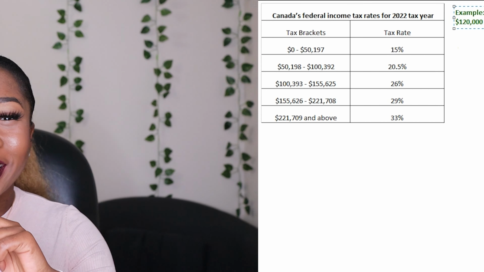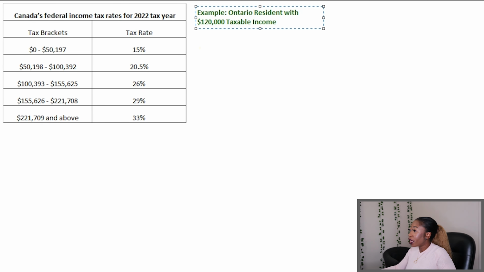Let's go to my computer. So let's take a critical example here of an Ontario resident with a taxable income of $120,000. So this is the tax bracket for federal income taxes for tax year 2022, and we are going to be doing the calculations. Like I said earlier, we use a progressive tax system. So this person's first $50,197 will be taxed at 15%. So let's do that calculation first.